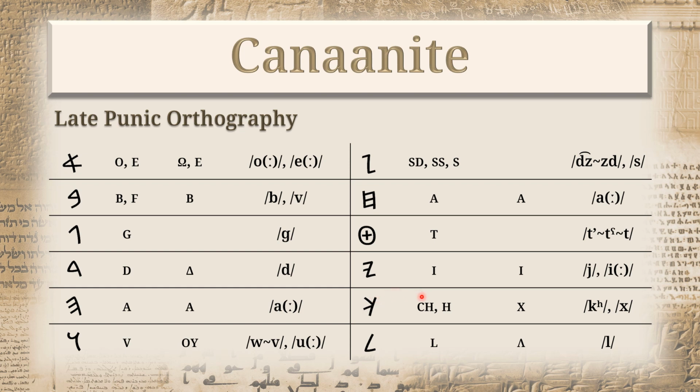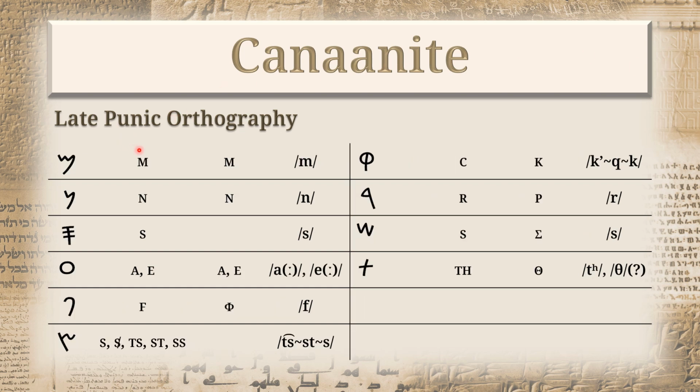Kaf was written CH, sometimes H. In Latino-Punic, the H was probably when it was spirantized to H. It was usually written Chet in Greco-Punic. Then Lamed is just an L sound. And let's look at the rest of the letters on the next slide.